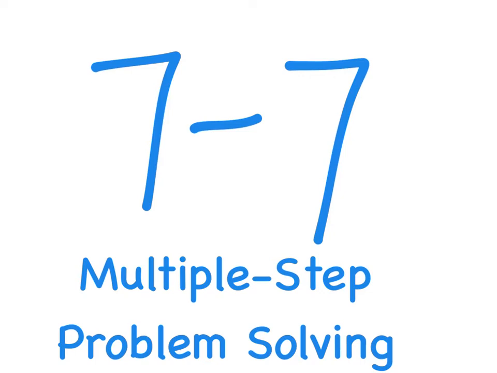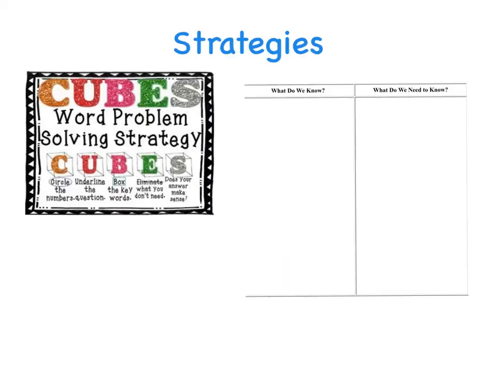This video is about lesson 7-7, which is called multiple step problem solving. So we will be solving word problems that require us to take more than one step in order to get to the final answer. Remember back to earlier this year, we have discussed multiple strategies for solving word problems.